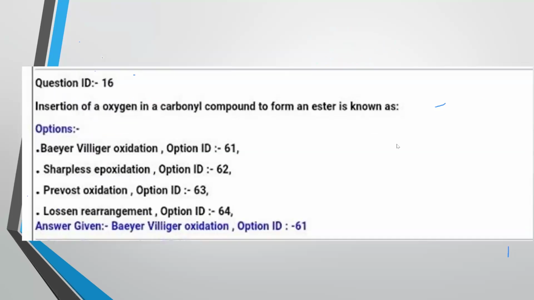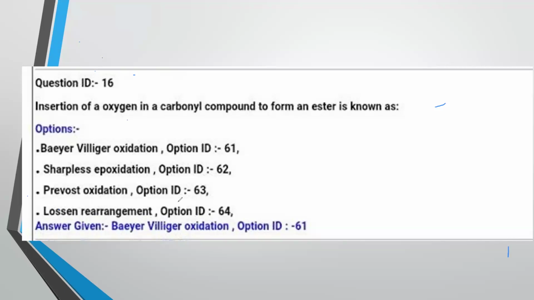Now here the question comes: insertion of oxygen in a carbonyl compound to form an ester is known as? Yes, Baeyer-Villiger, as I told you in the starting also. I'm not able to find that MCQ, but in previous year question papers there are also questions from the Beckmann rearrangement itself, asking in which reaction the rearrangement of the group takes place on the nitrogen.